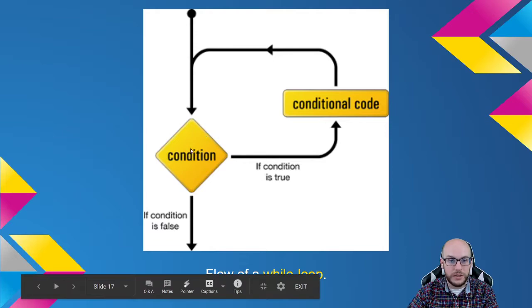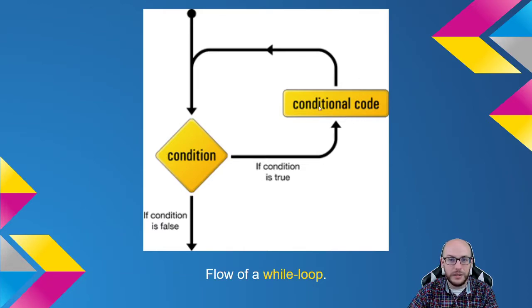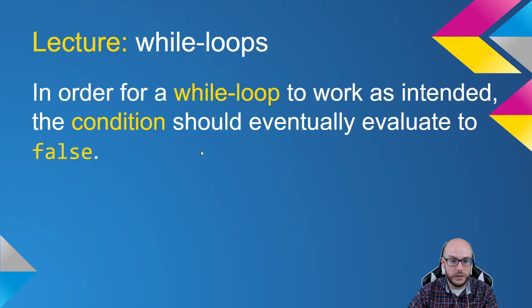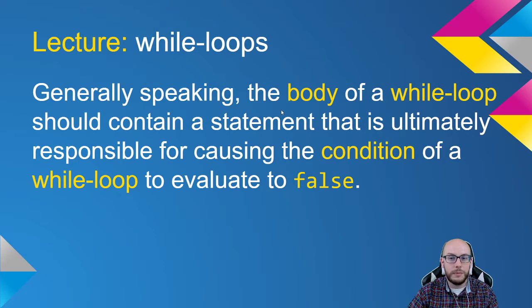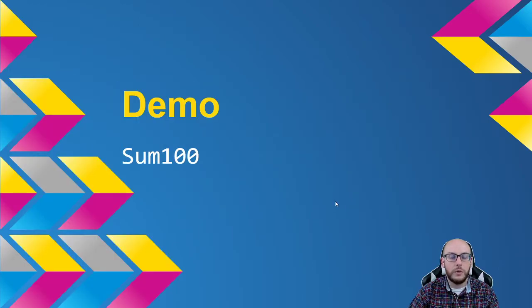What that means is, in order for this condition to eventually evaluate to false, something has to happen in this body to make it eventually be false. You have to basically approach this condition. Generally speaking, the body of a while loop should contain a statement that is ultimately responsible for causing the condition of a while loop to evaluate to false.